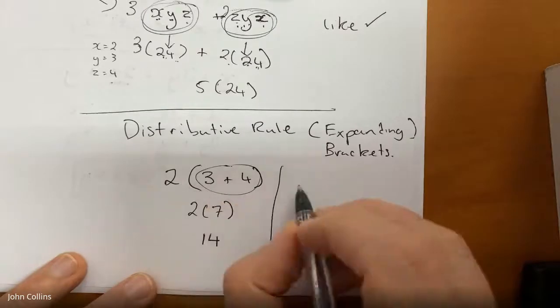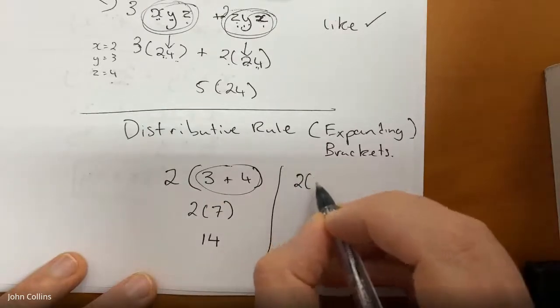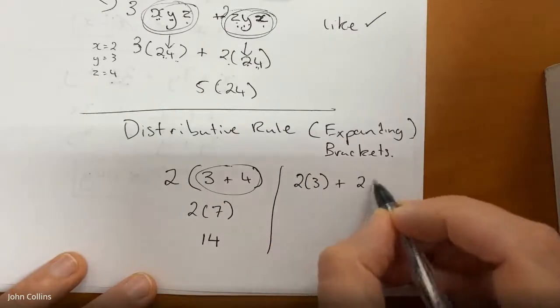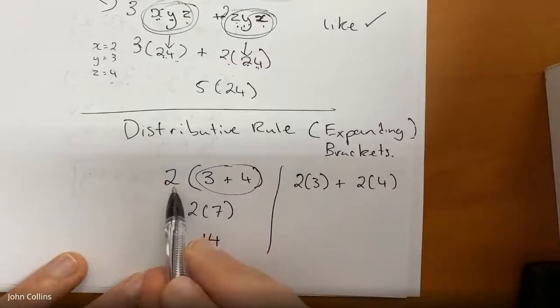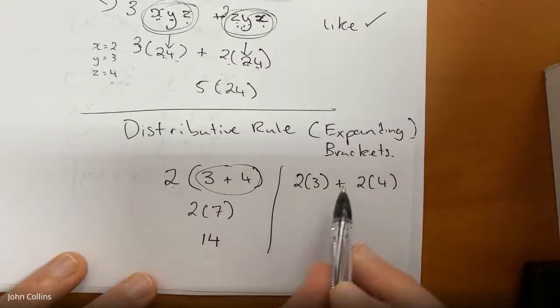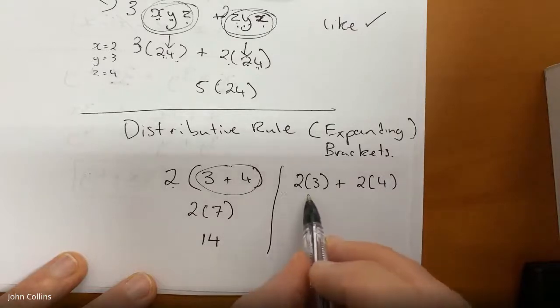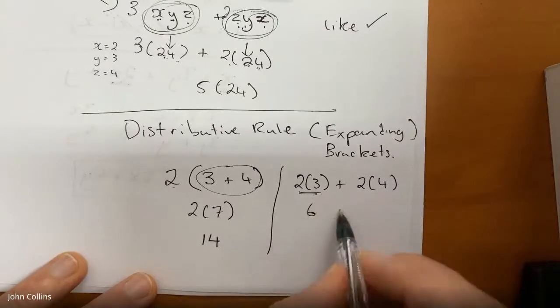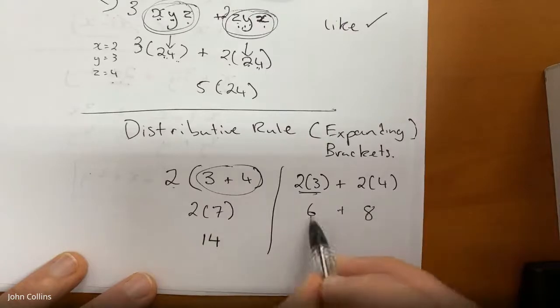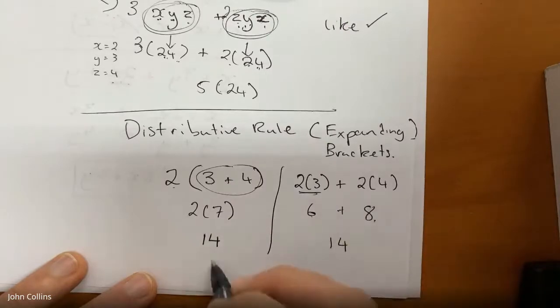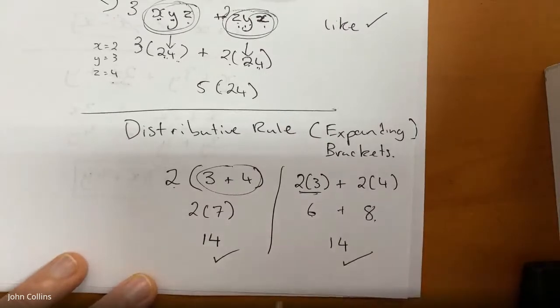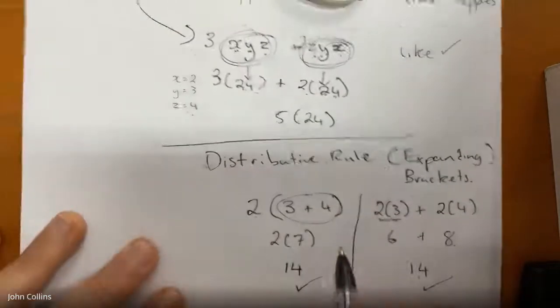The distributive rule says that I can multiply them separately and kind of break my order of operations rules. I can multiply first, do 2 times 3 plus 2 times 4, because they both need to be multiplied by this 2 outside. So maybe I'll do the multiplication first, then add. Does that work? Well, 2 times 3 is 6, 2 times 4 is 8, and 6 plus 8 also gives 14. So they're both the same. So it does work. Now, why is this important?